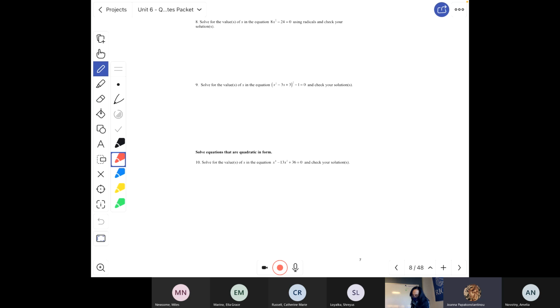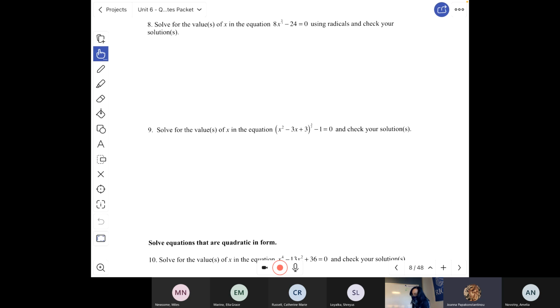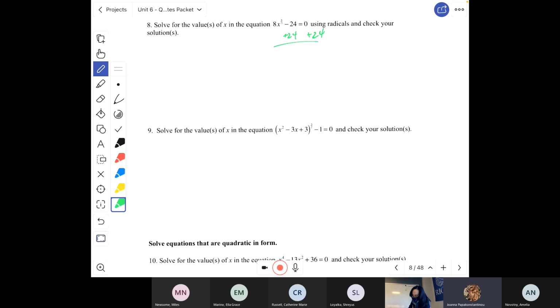If I'm looking at this problem, again, I want to solve for the value or values of x. Just like we wanted to isolate the radical expression on one side of the equation, perhaps we want to isolate the x to a rational exponent, if possible, on one side of the equation, which is equivalent to doing the same thing. So what might be the first step? Add 24 to both sides. Okay, so that is going to give me 8x to the 5/3 power equals 24.